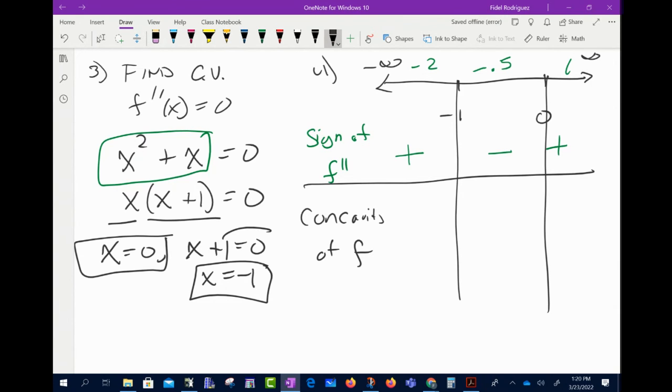Okay, concavity of f. If the sign of the second derivative, y'all, is positive, this is concave up. Okay. If the sign of the second derivative is negative, this is concave down. And if the sign of the second derivative is positive, again, this is concave up.